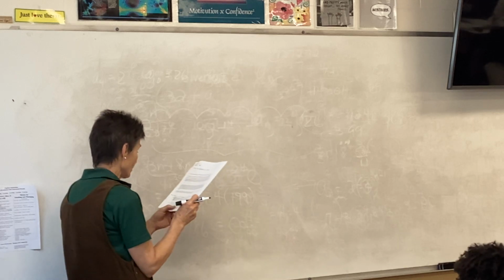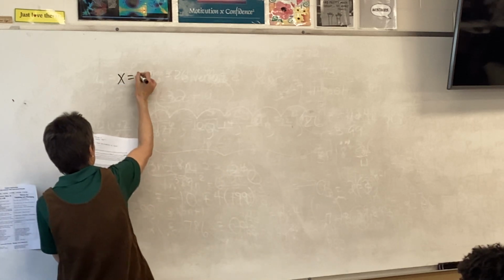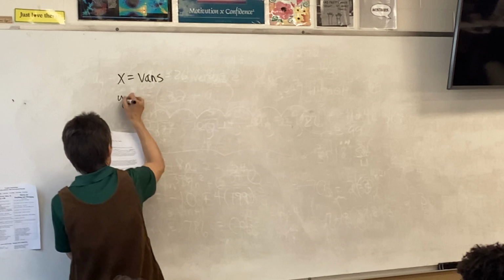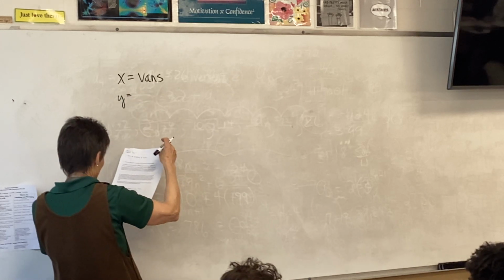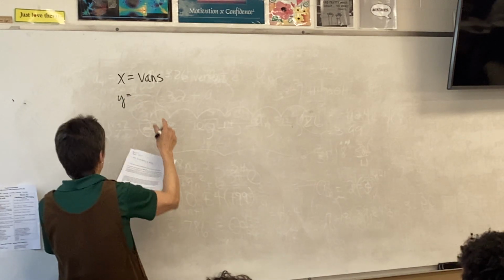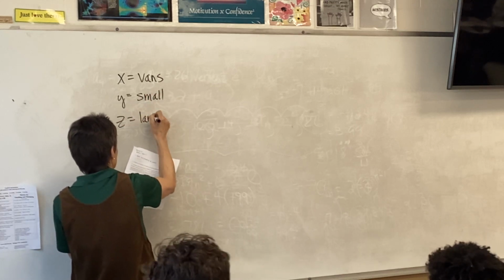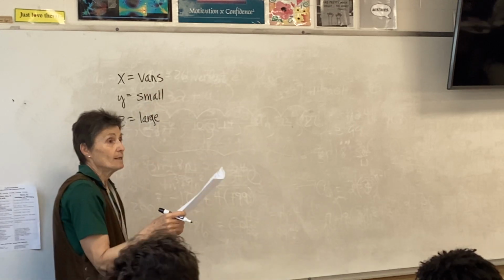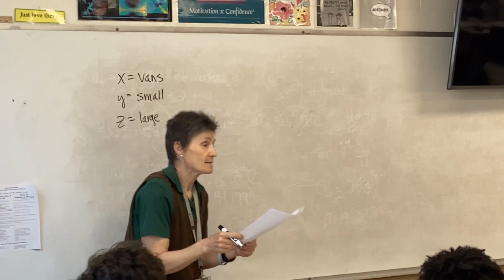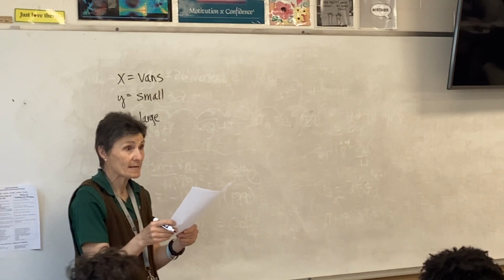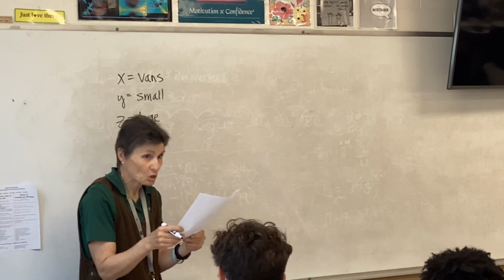So the vehicles are vans. I'm gonna let X be vans. I'm gonna let Y be, what else is there? Small trucks. And Z can be large trucks. All right? Now, there's a method to my madness. I'm letting my variables be what the question is, right?